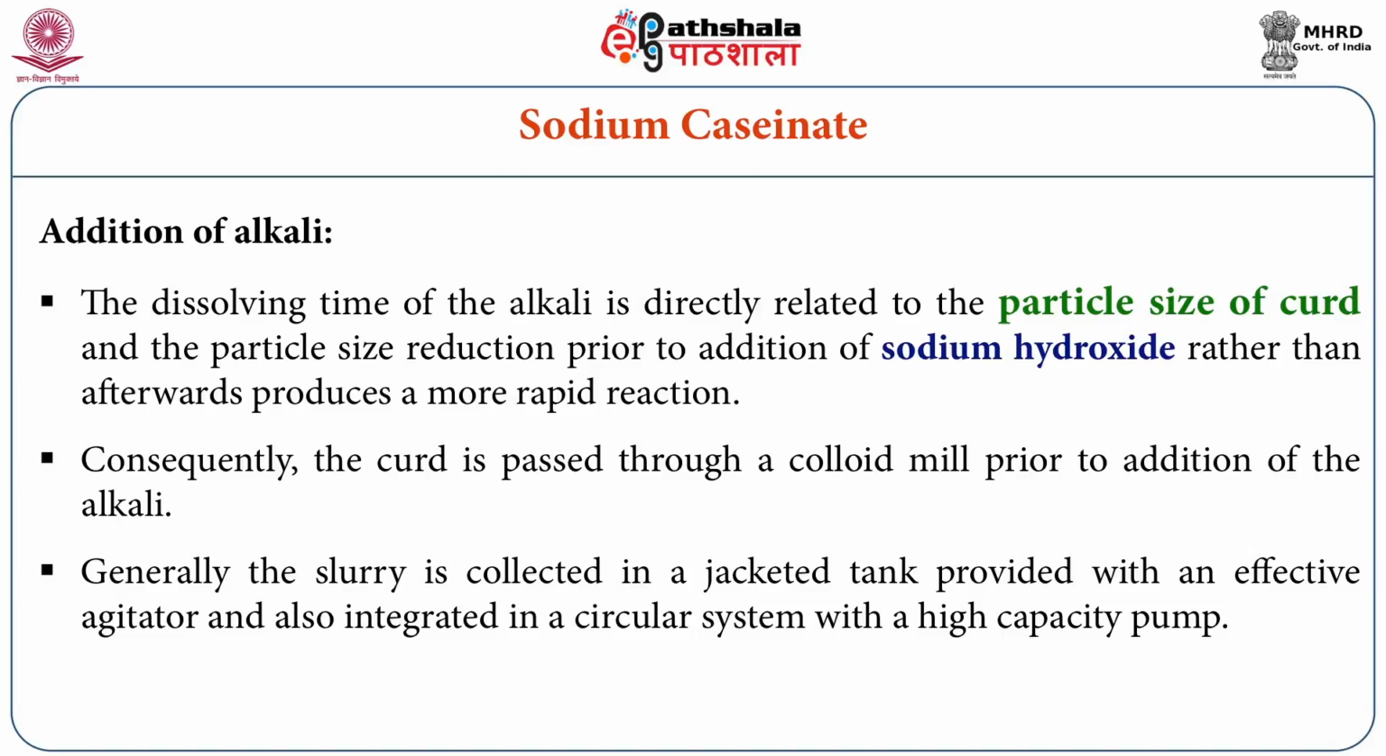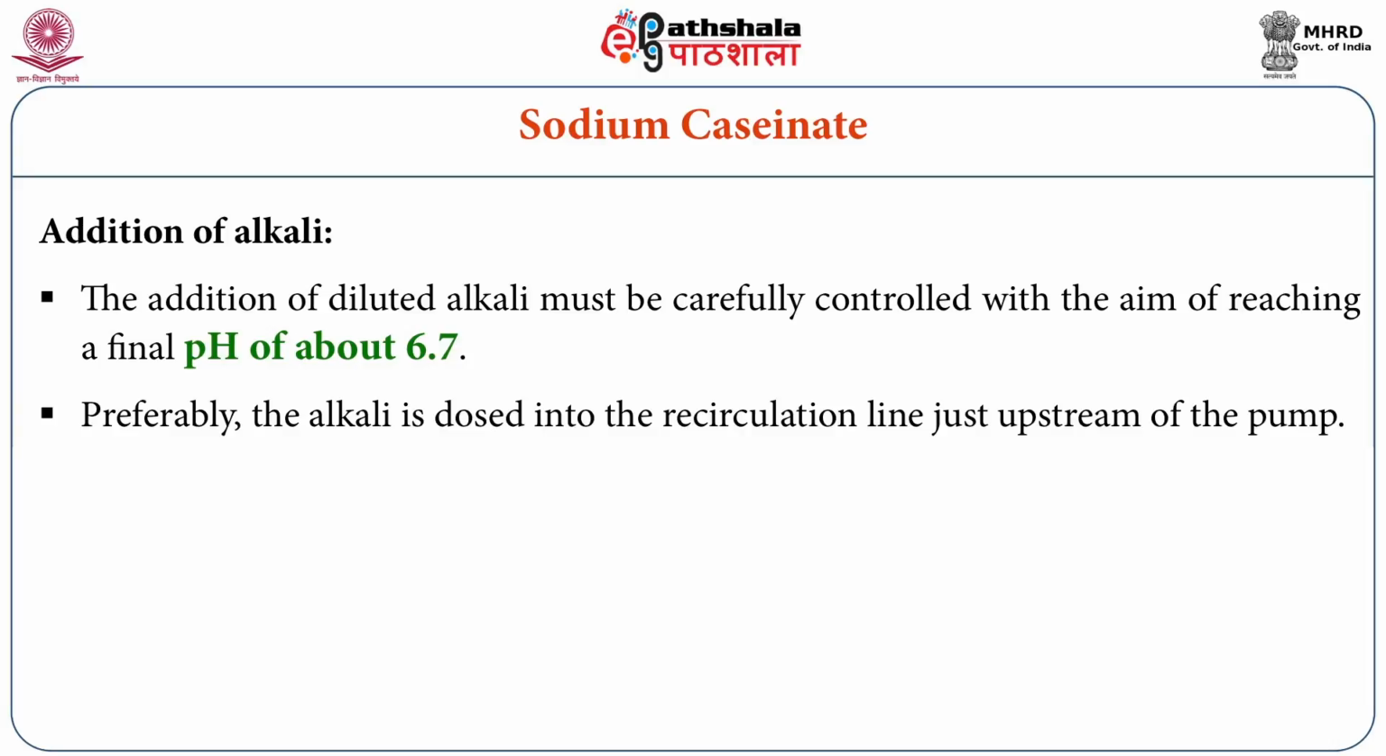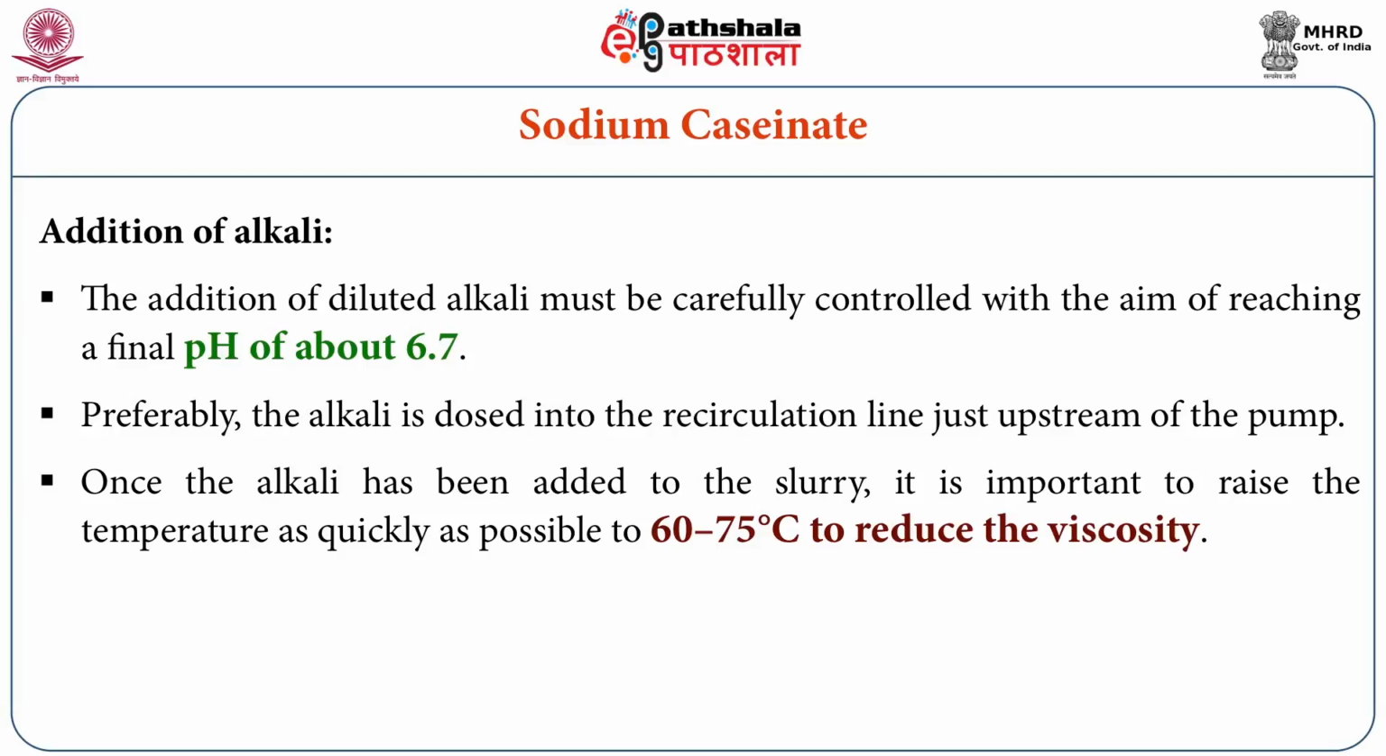Generally, the slurry is collected in a jacketed tank provided with an effective agitator and also integrated in a circular system with a high capacity pump. The addition of diluted alkali must be carefully controlled with the aim of reaching a pH of about 6.7. Preferably, the alkali is dosed into the recirculation line just upstream of the pump. Once the alkali has been added to the slurry, it is important to raise the temperature as quickly as possible to 60 to 75 degrees Celsius to reduce the viscosity of the alkali and casein mixture.